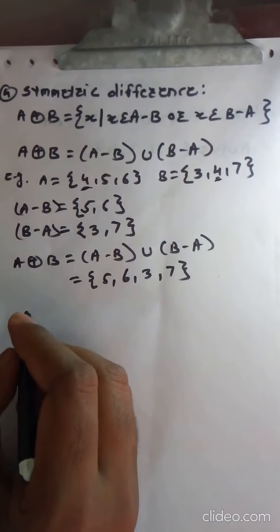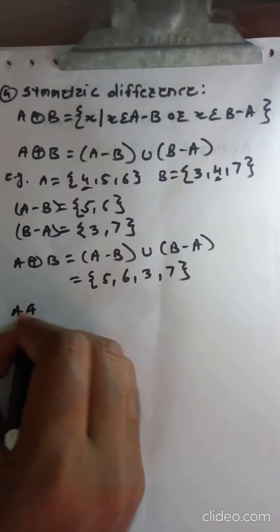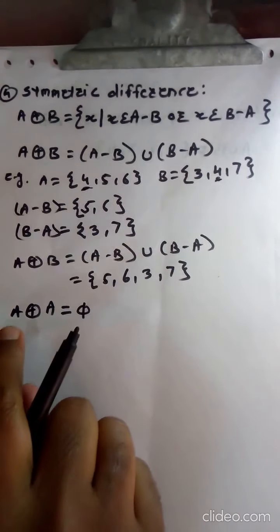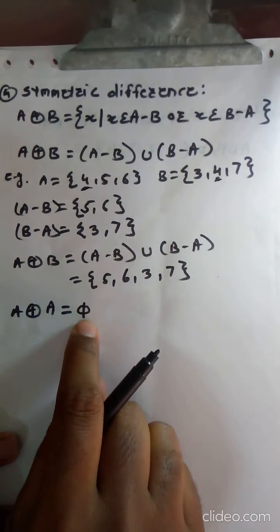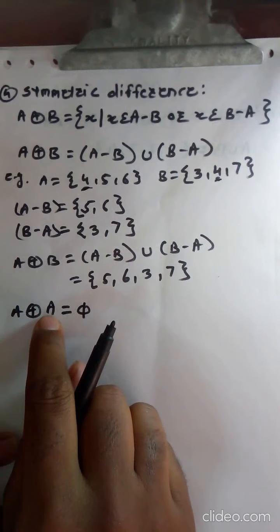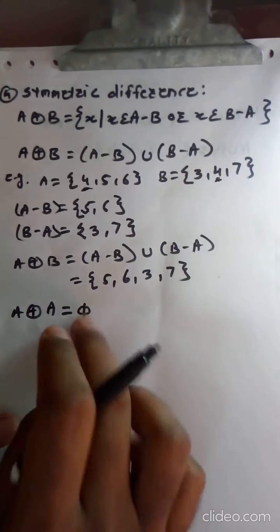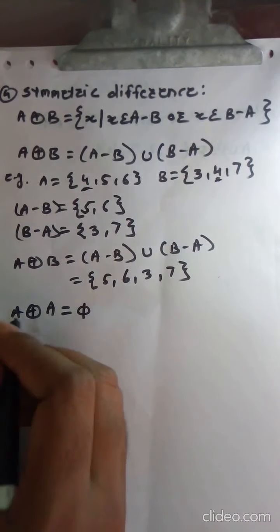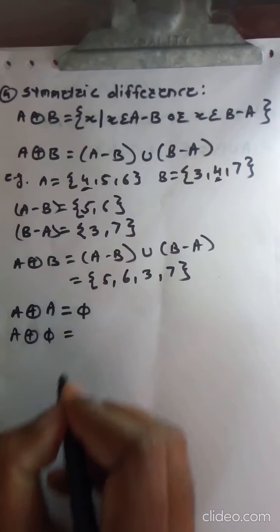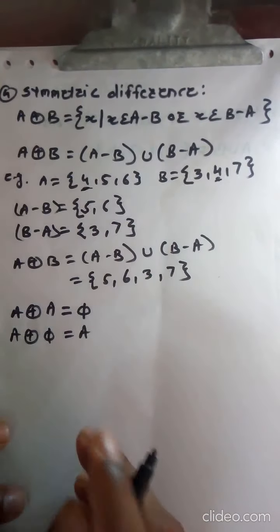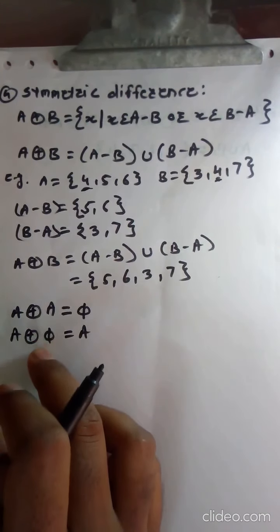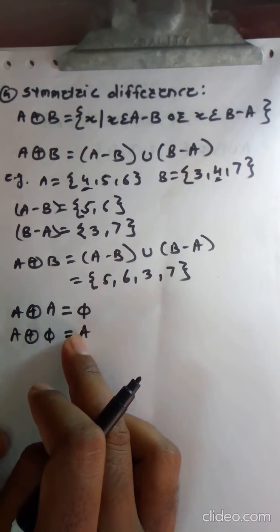Now there are some properties. A symmetric difference A is equal to the empty set, which means we remove the common elements from A and A, so the output is the empty set, right? Then A symmetric difference the null set is equal to A. The common element in A and the empty set is none, so remove nothing, and the output is A.